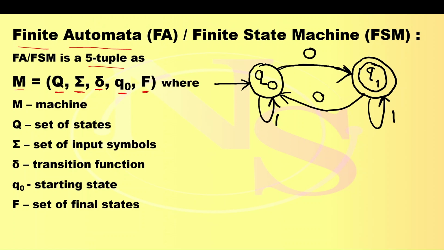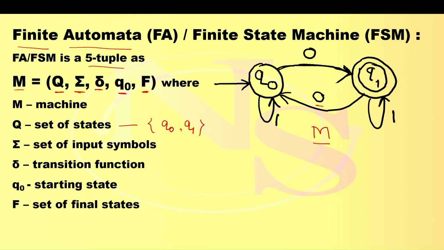Let's understand this formal definition of finite automata with an example. In this example, this is a finite automata. We can call it capital M. So this is the machine. How many states are there? Q0, Q1. So what is the set of states? We can call it Q0, Q1.